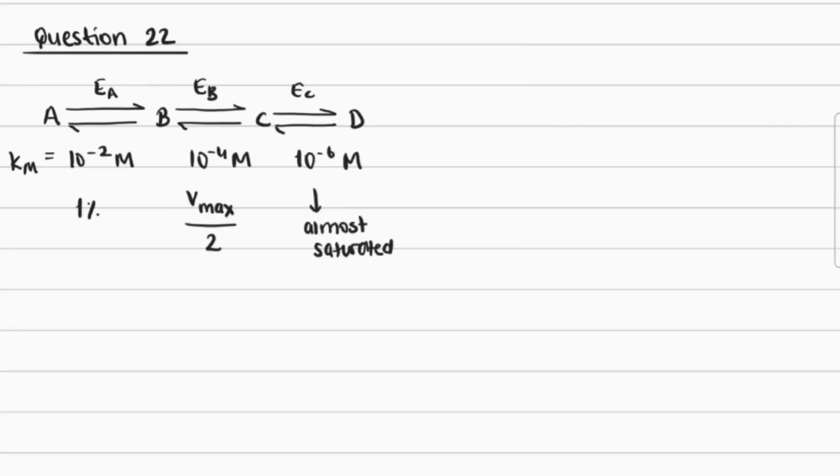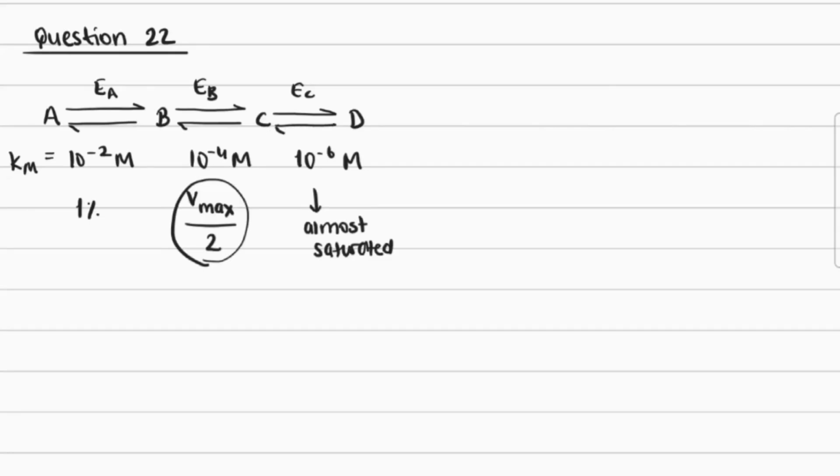First, we'll look at enzyme EB. The Km is 10 to the negative 4, and the substrate concentration is also 10 to the minus 4 molar. That means enzyme EB is working at half of its maximal velocity, so it's Vmax divided by 2. We know this because Km is the substrate concentration at which the reaction rate is half maximal. So as the two of them are equal, we would know that it's Vmax divided by 2.